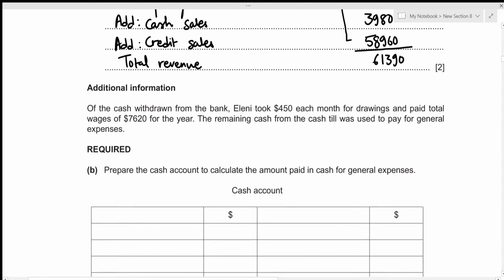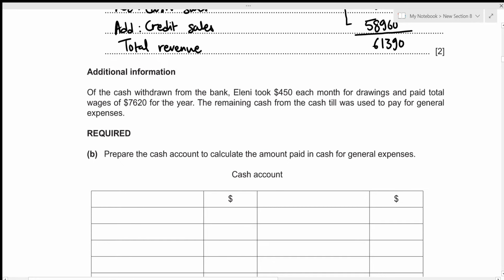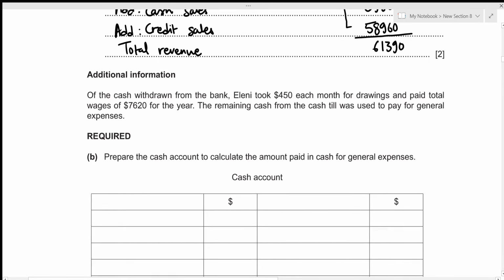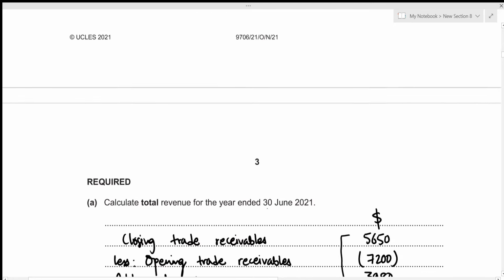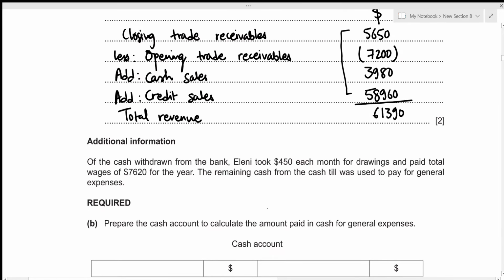We are given additional information of the cash withdrawn from the bank. So let's first have a look at the payment section. We are given right here that the cash withdrawn amounted to 14,080. So out of this amount of 14,080, Eleni took 450 each month. So this is a monthly drawing. We need to calculate the annual drawings and pay total wages of 7,620 for the year. The remaining cash from the cash till was used to pay for general expenses.